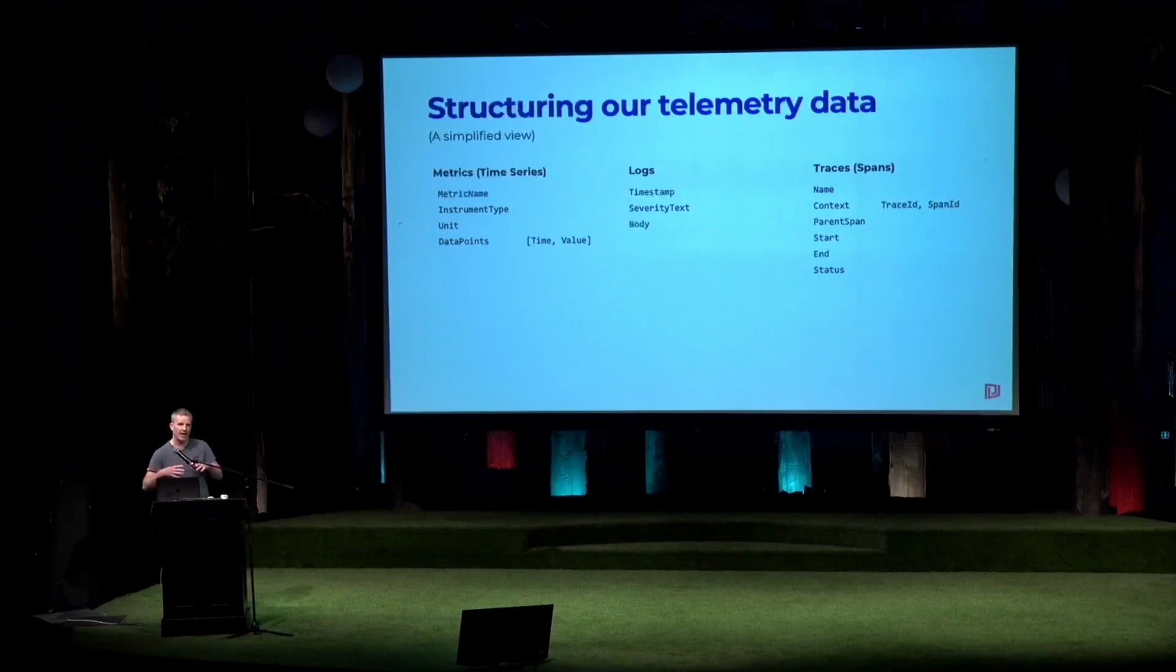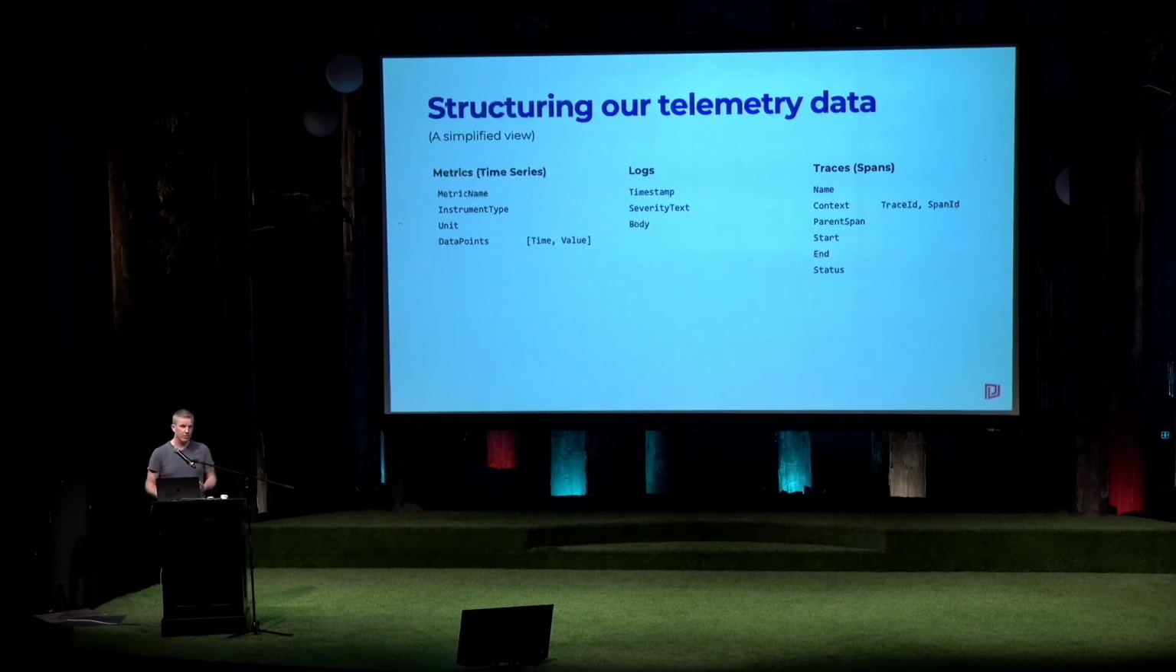If we take a look at our telemetry data, so sort of a simplified view of what OpenTelemetry gives us, we have our metrics or sort of time series as they're stored in our database, with metric name, instrument type, units, and data points. We have our logs, timestamp, severity, the actual log body, and our traces, or more specifically our spans, right? A name of a bit of work, the context, which we can then flow through, the parent spans, start, end, and the status. So that's our telemetry data.